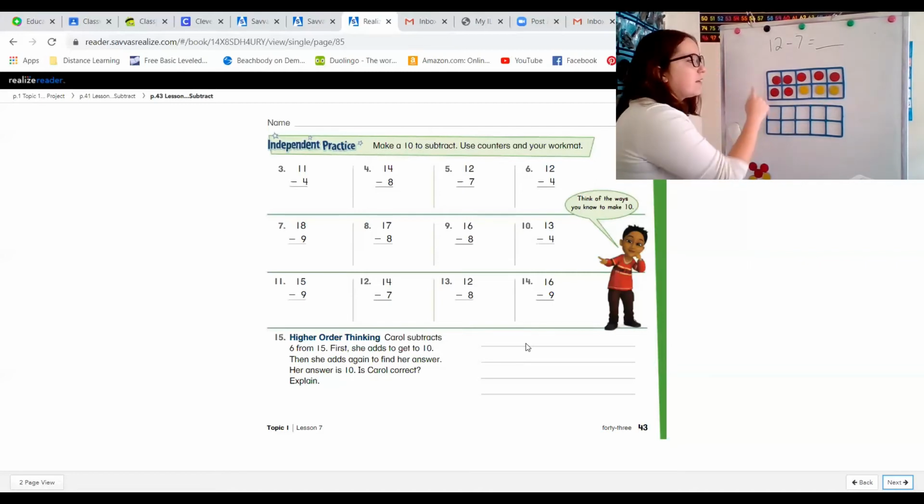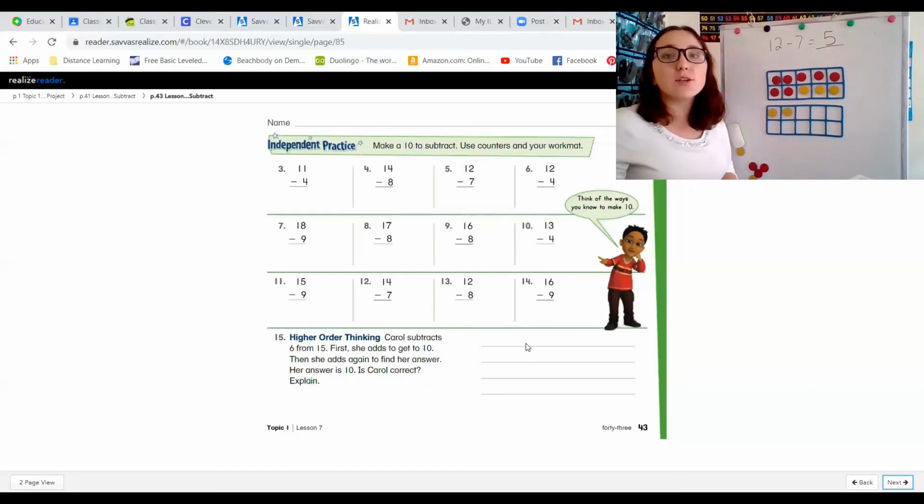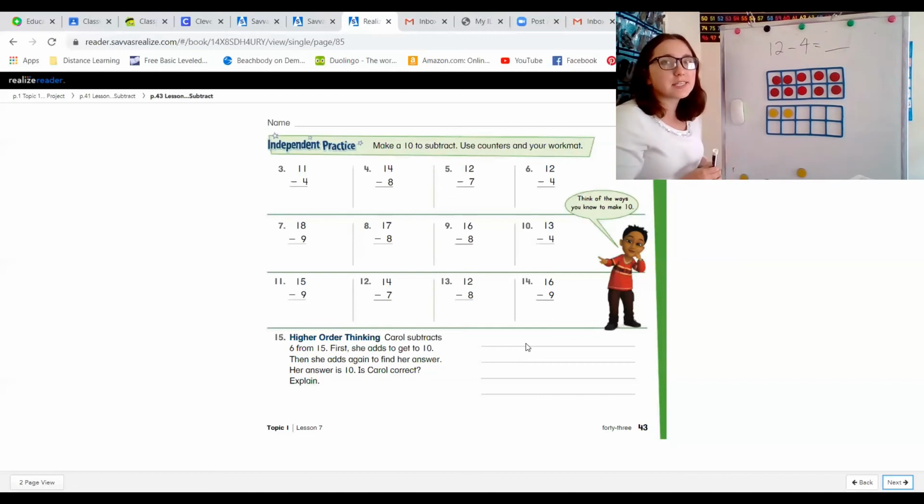Then I know that if I have 10, I need to add 2 more to make it to 12. So how many counters did I add to start from 7 and get all the way up to 12? 3, 4, 5. So 12 minus 7 equals 5. Did you get 5 too? Good. I want you to pause and go do number 6 by yourself and then come back to me and we'll check your work.